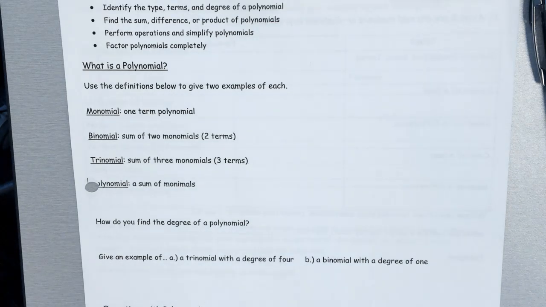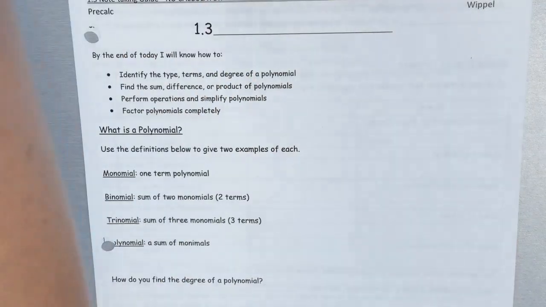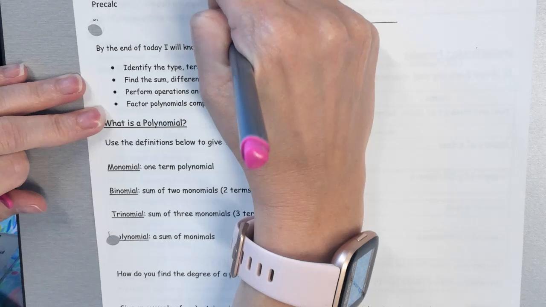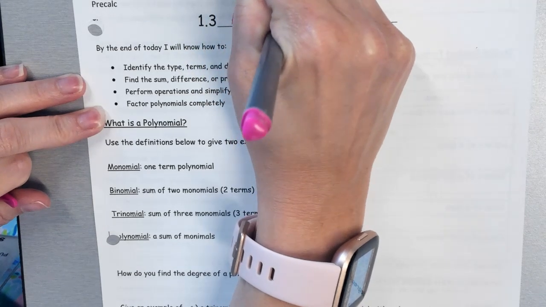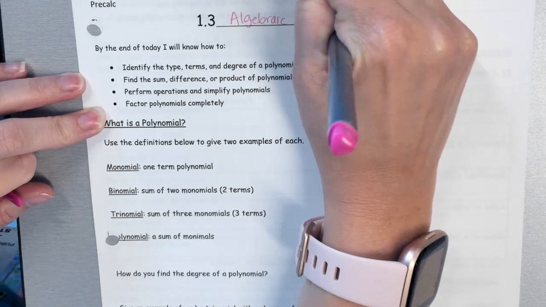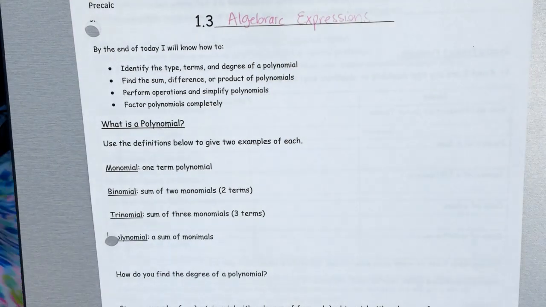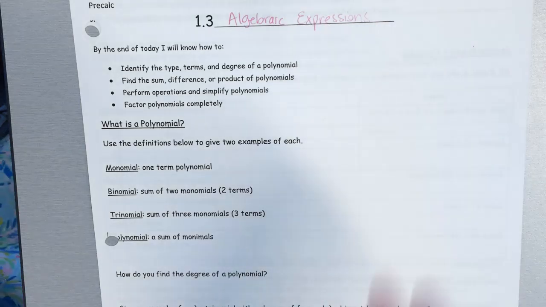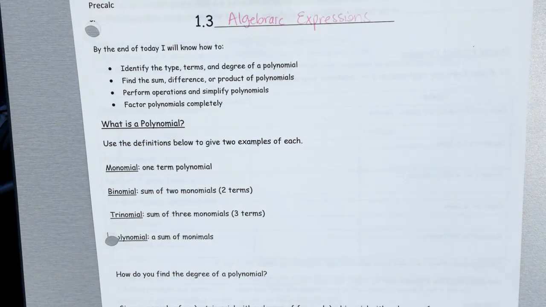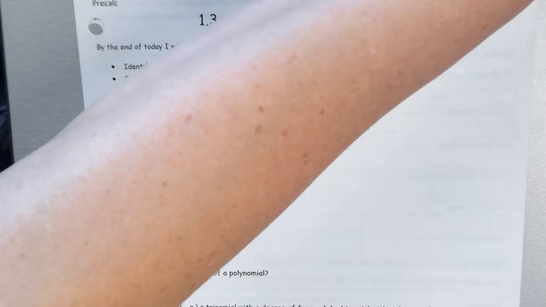All right, so 1.3, we are going to focus on algebraic expressions today. Okay, and then by the end of today, you'll remember all these wonderful things because this is all review for you. So we're going to talk about the type, the terms, the degree of a polynomial, the sum, the difference, and the product of polynomials. We'll do some operations, and then we'll do some factoring. So we're going to use these definitions to help us give 2 examples of each.